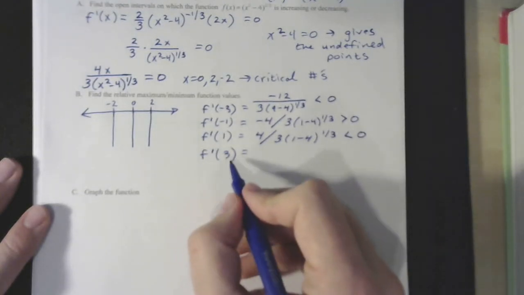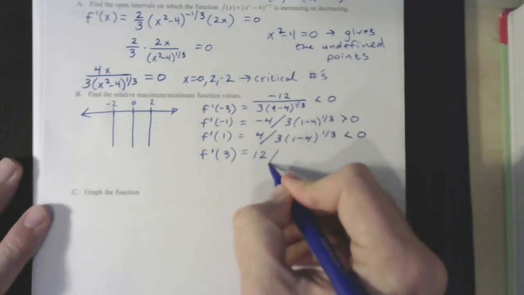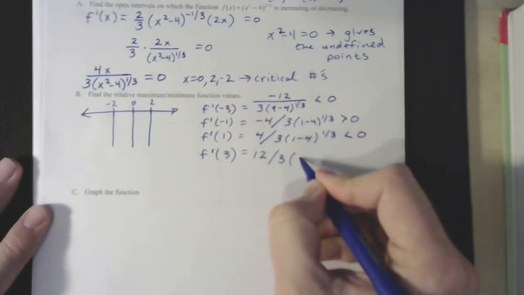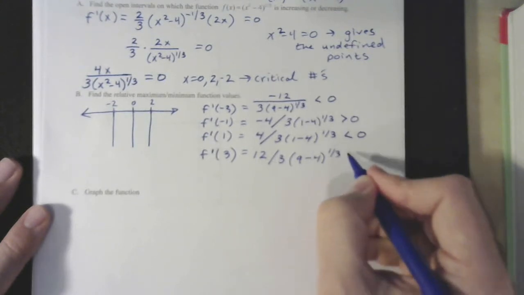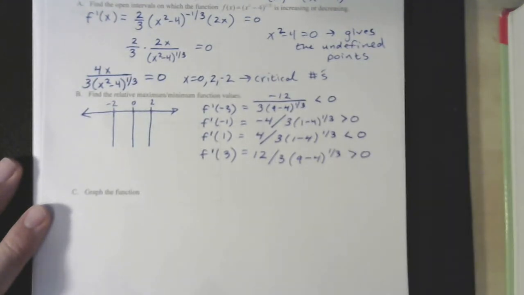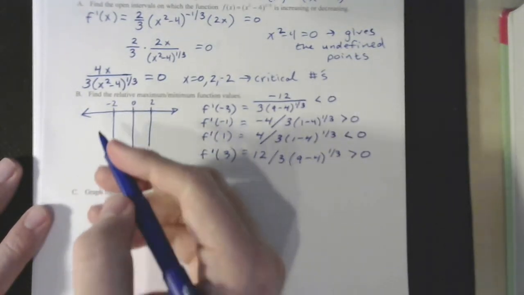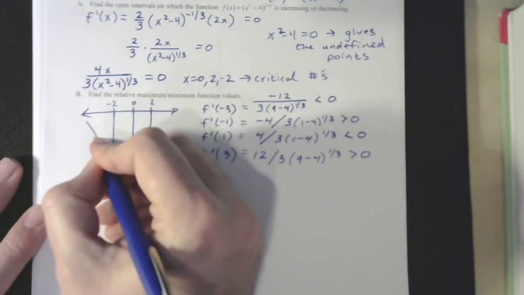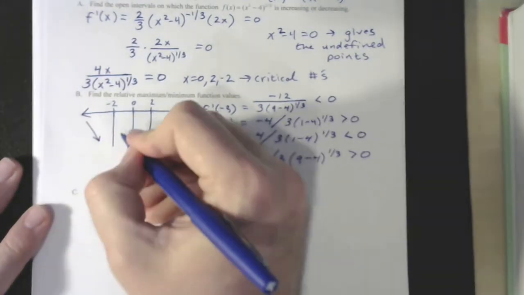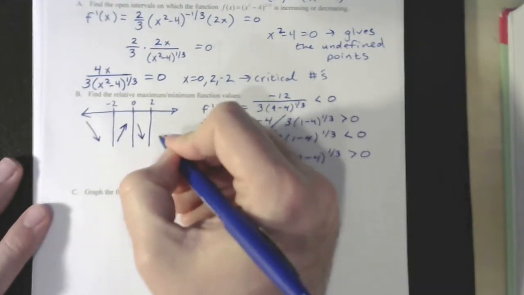And then f prime of 3 will be 12 over 3 times 9 minus 4 to the 1/3, and we'll have positive over positive, which is positive. So if we take these signs into our little first derivative chart here, we are negative to the left, down, and then we're positive, and then negative, and then positive again.